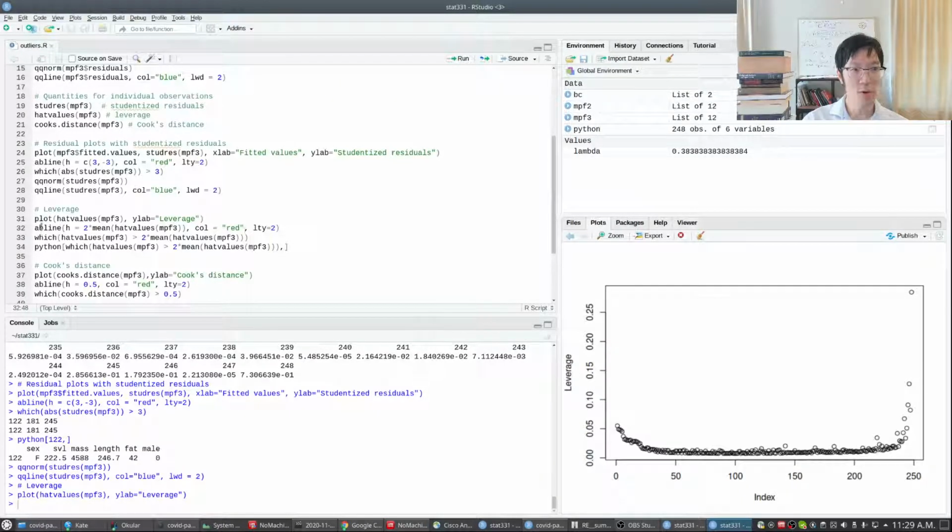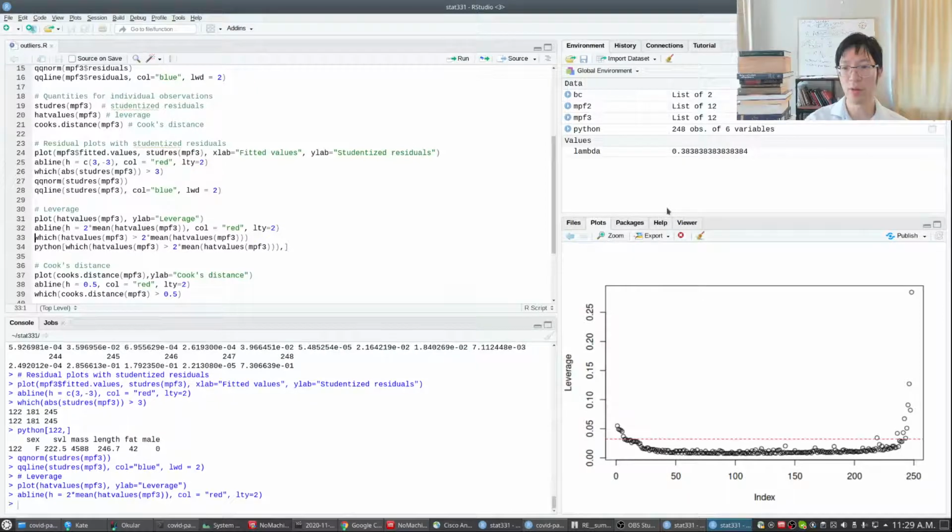But for now, let's use our rule of thumb and look at what we consider high leverage points. It's been recommended to look at those that are more than twice the average leverage. So let's put that line onto our plot. We take 2 times the mean of all the hat values, and let's add that line onto our plot. Okay, so it's pretty low, it's down here. So the points that have relatively higher leverage are the ones with the low indexes, and the ones with the high indices.